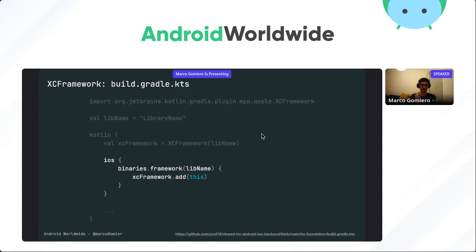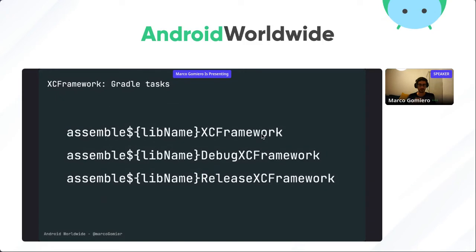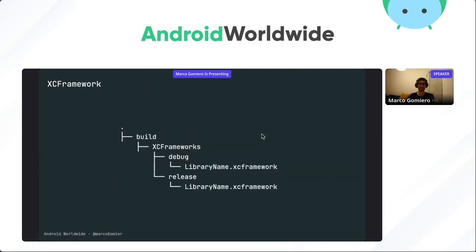After adding that and syncing your project, 3 new Gradle tasks will appear. These tasks are for building the debug and release version of the XCFramework, or for building both at the same time. If you run this task, the XCFramework will be created and placed inside the build folder of your project. So at this point, you are ready to take this framework and ship it outside. But how to do it?